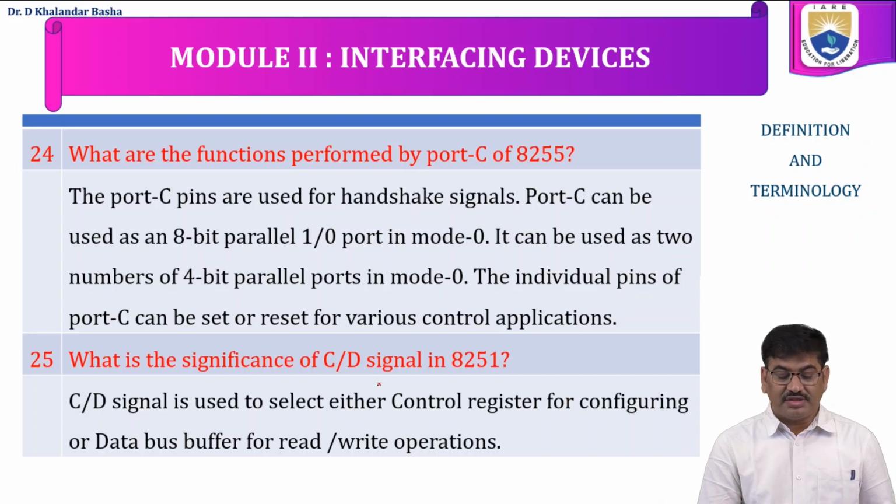What is the significance of the C/D bar signal in 8251? The C/D bar signal is used to select either the control register for configuring or the data bus buffer for read and write operations.